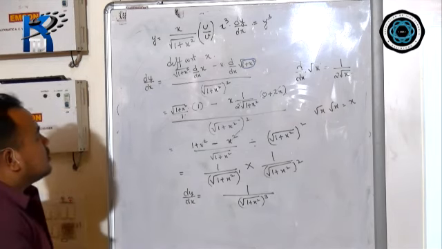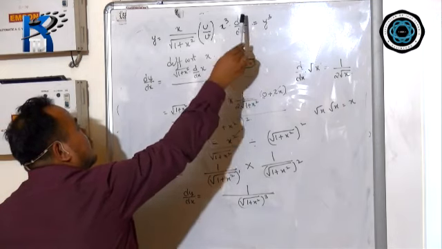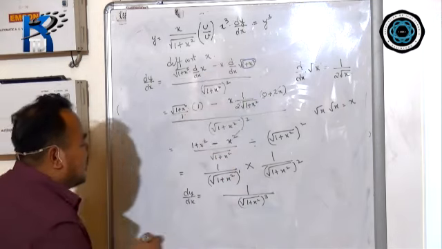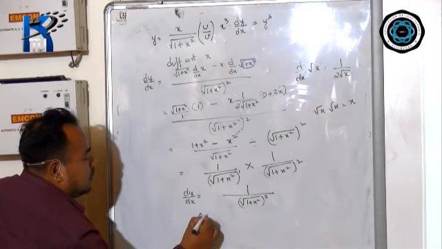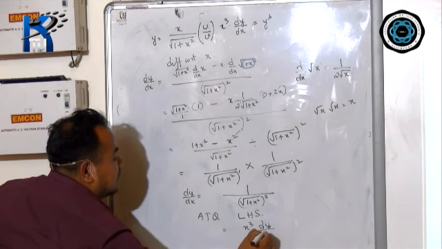So again, just look at the question. We need to prove that left hand side equal to right hand side. So you got the value of dy by dx. Now write down, according to the question, left hand side. What is on the left hand side? X cube dy by dx.